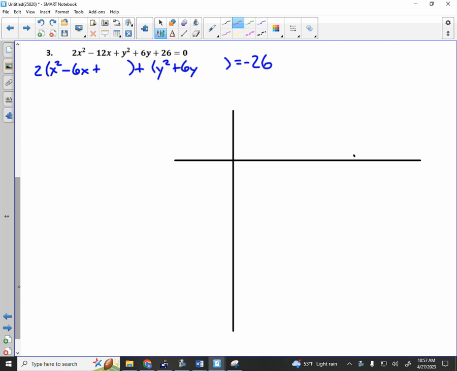Nope. 9. So what do I have on the other side? 18. Tricky, tricky. What do I add for the other one?